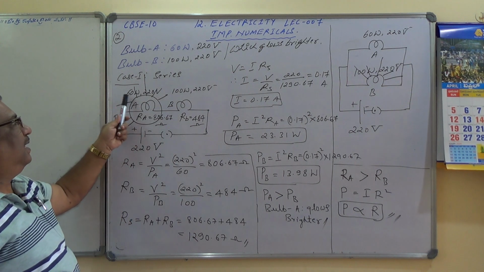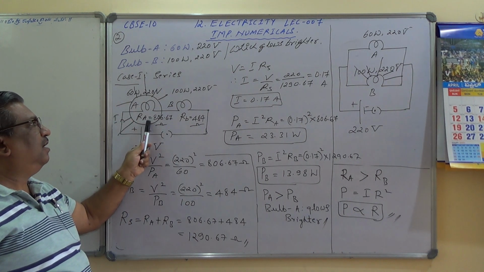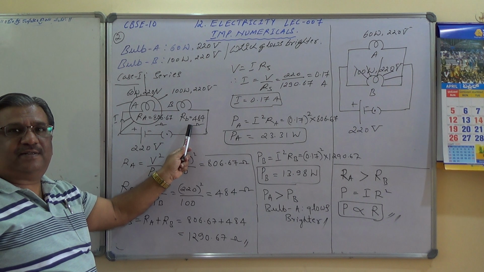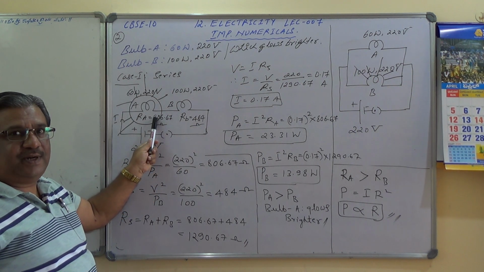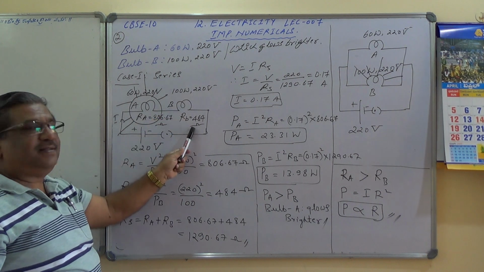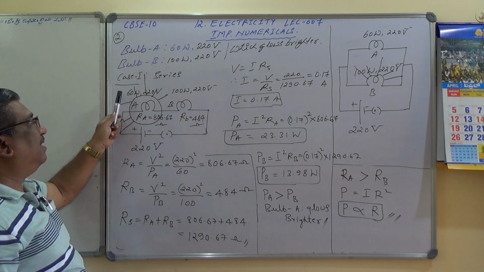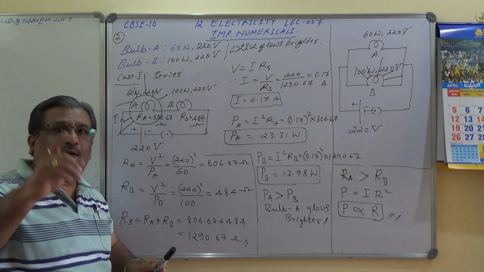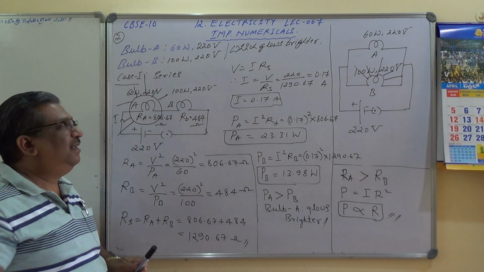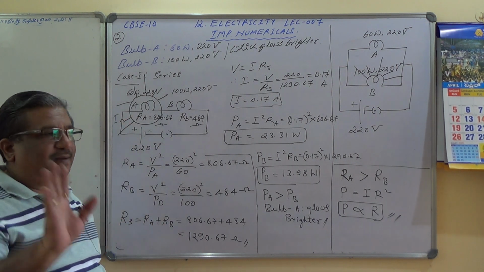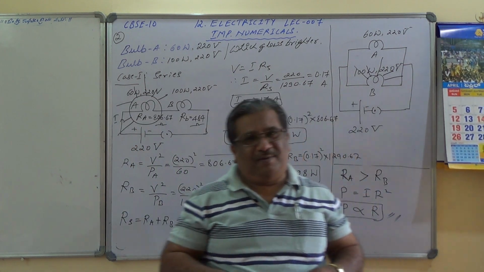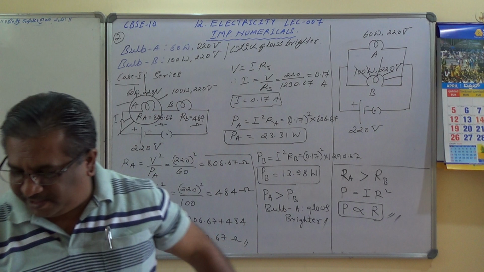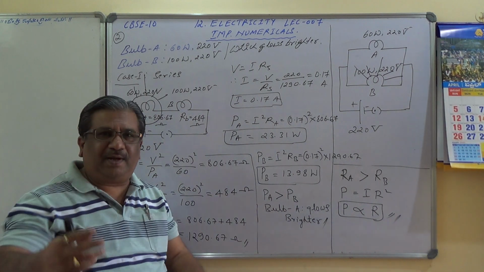So R and PA are inversely proportional. Lesser power, more resistance. More power, less resistance. Check here. Lesser power, more resistance, 806.67. More power, less resistance. So the one which is having lesser power will glow brighter in case of series connection. Please remember this. I think I have discussed enough on this. I hope you know this. So let me take up the next question. Meantime, let me clear the board.